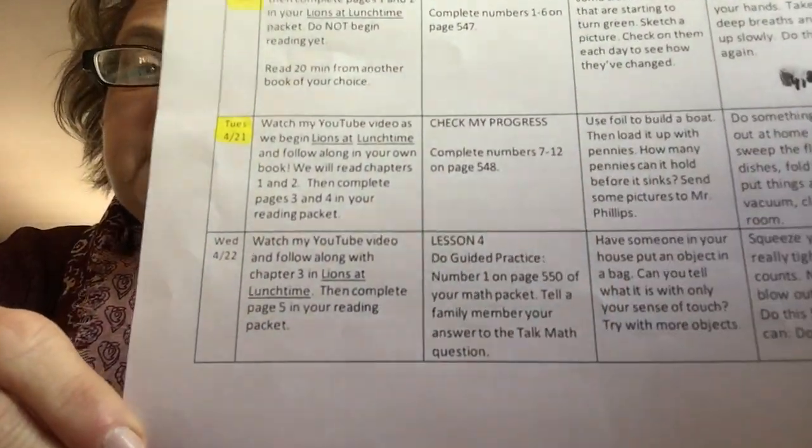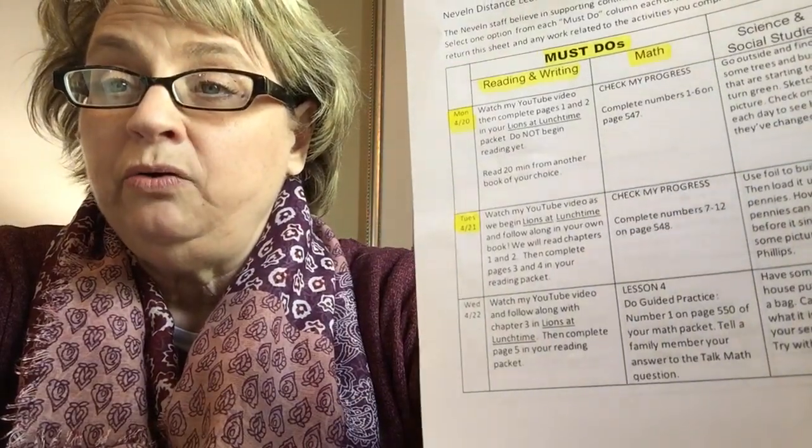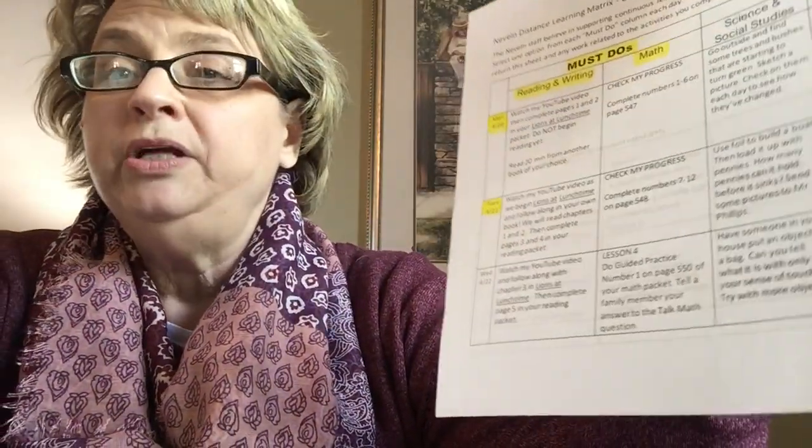So today, if we get our matrix out for reading, it tells us that we are going to watch the YouTube video. And we are going to begin reading Lions at Lunchtime. You're supposed to follow along in your book, but remember, we don't quite have the books yet. So I'm going to put my book under the camera, and you can read along with me the way we did for the dinosaur book. We are going to read chapters 1 and 2. And then after that, I'm going to show you pages 3 and 4 in your reading packet for the book.